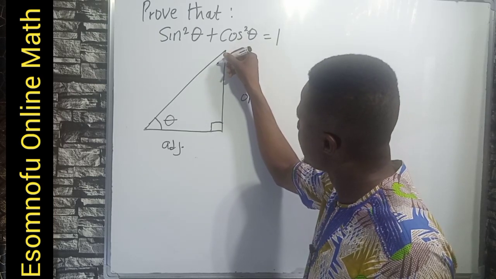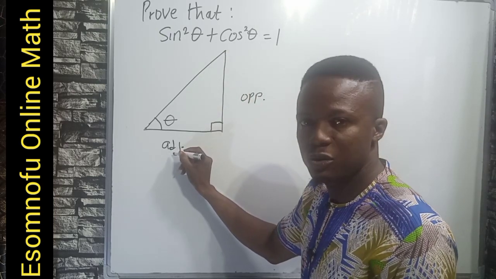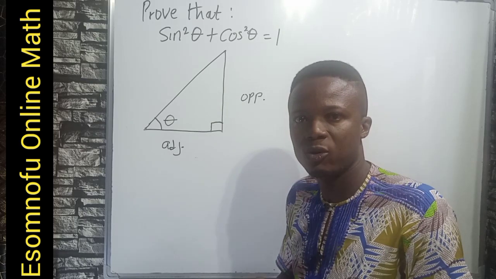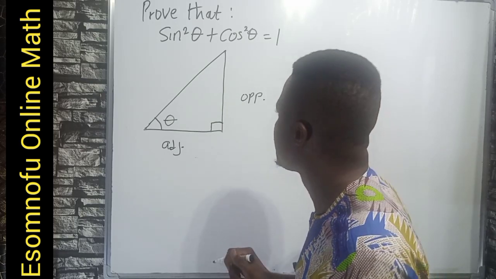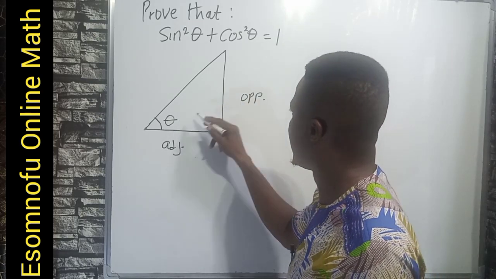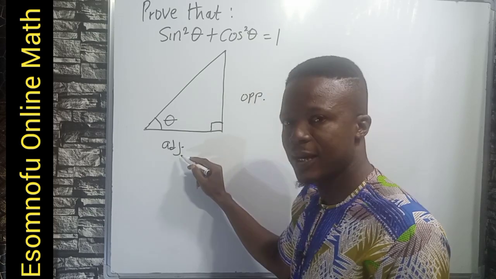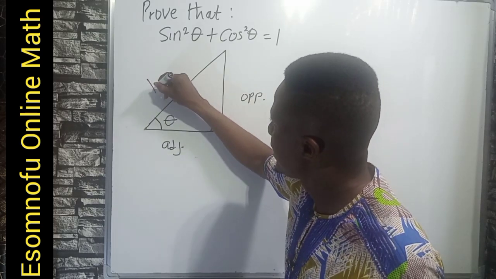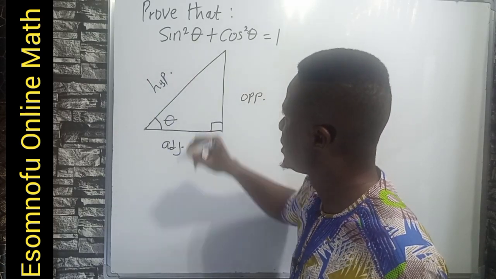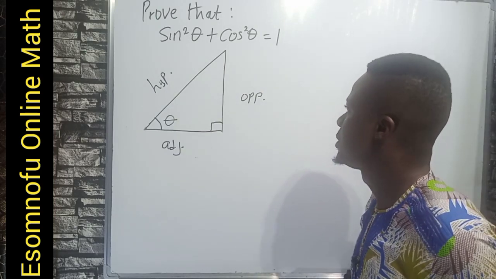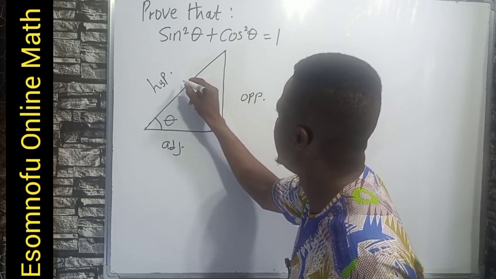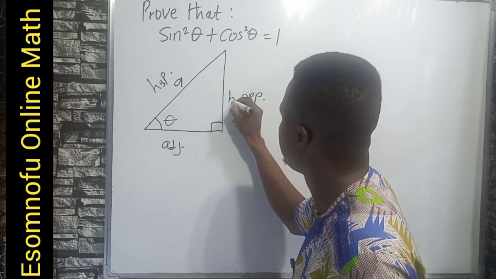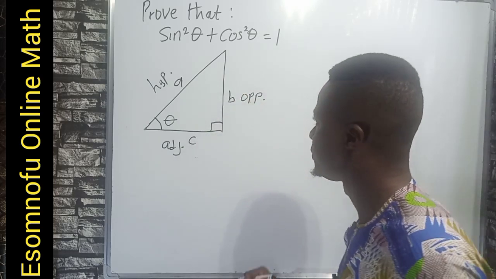Assuming I put the angle here, it means that this side will be the opposite to that angle because the side facing your angle is the opposite. Okay? Then if here is now the angle, then here is opposite and here is adjacent. Then the longest line or the side facing the right angle is the hypotenuse. Now supposing I call here A, the hypotenuse, and call here B and call here C.